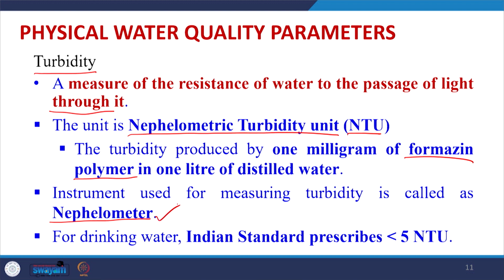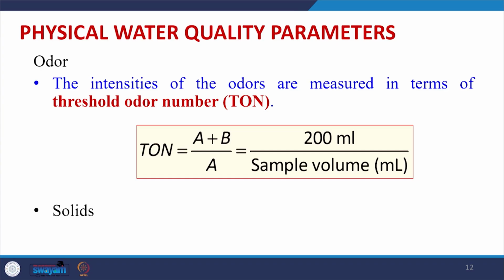We always want the turbidity in terms of NTU to be minimum possible. For drinking water, Indian standard prescribes the water to have less than 5 NTU of turbidity, then only we can use the water for drinking purpose. Then there is another parameter which is called odor. Now, the odor of a water sample is very difficult to measure.